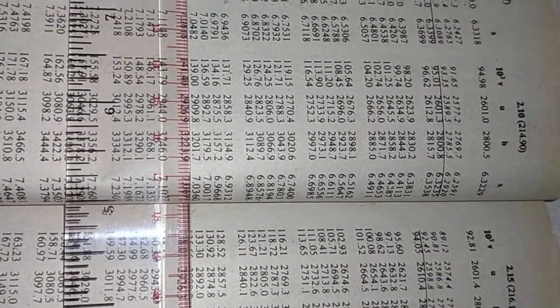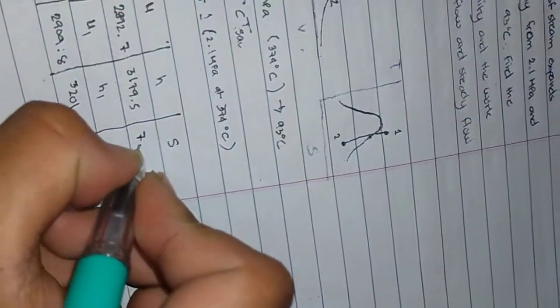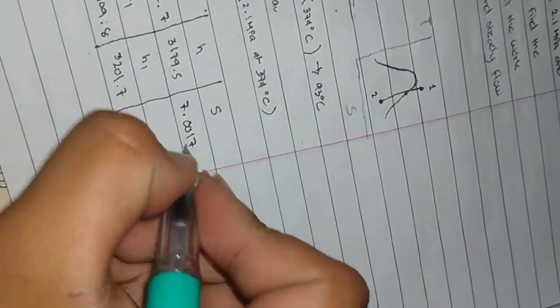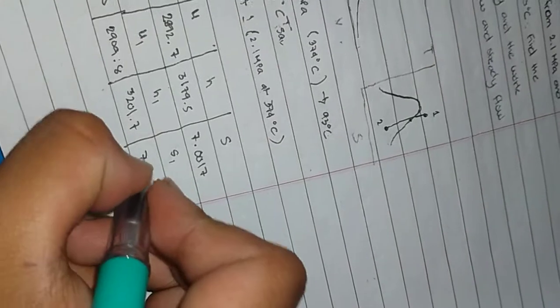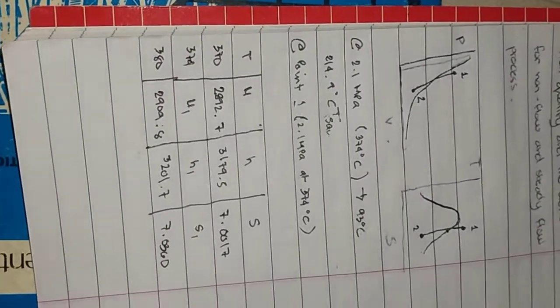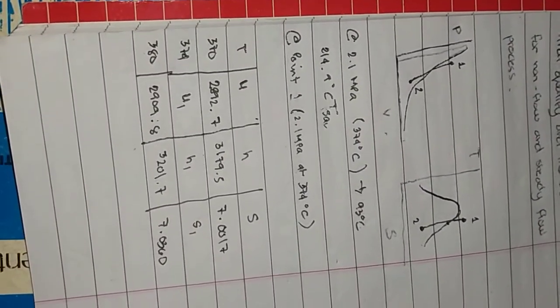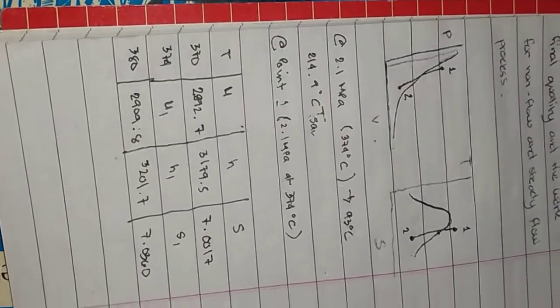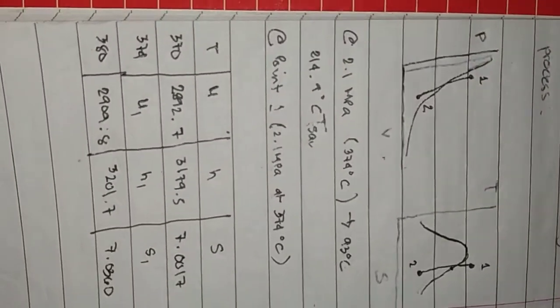For your entropy, 7.0017 is S1, then 7.0360. So you have your table, and now you need to interpolate using your calculator. You should interpolate this using your calculator.